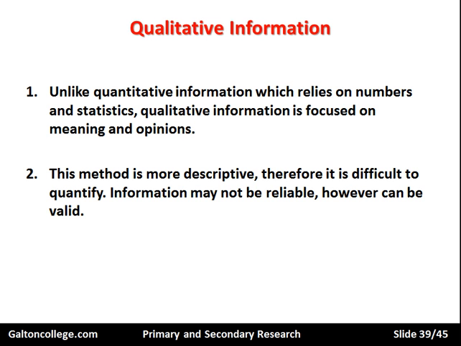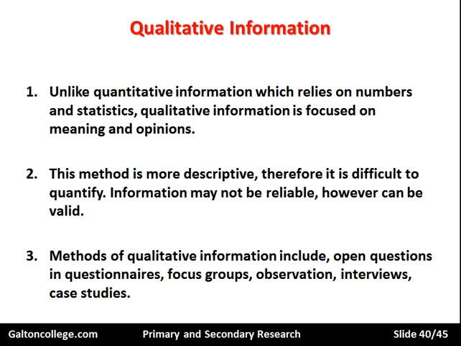So the information is not very reliable in that sense, but it can be valid. It can be true, can relate to the situation. It may mean that the people are unhappy with some particular situation, but their depth of feeling is not easy to work out. The methods used for qualitative information collection include open questions and questionnaires, focus groups, observations, interviews, case studies.